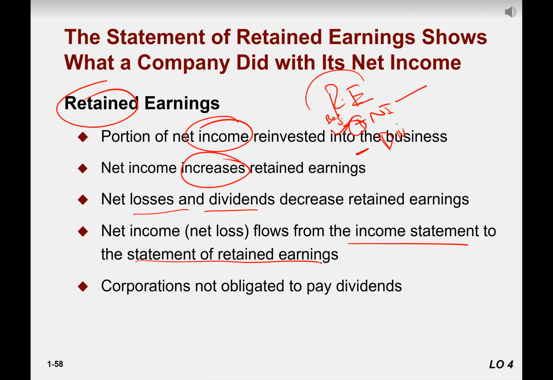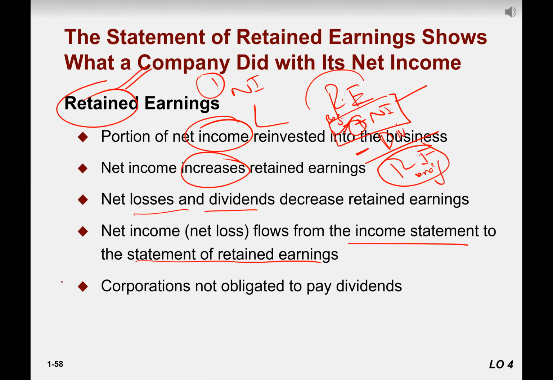So that's why I told you there is a logic: first you need to find out, if you want to find out the ending retained earnings, you must find out the income. That's why first we find out income from the income statement, or statement of income. And then you find the statement of retained earnings to find the ending retained earnings. And then you can make the balance sheet.